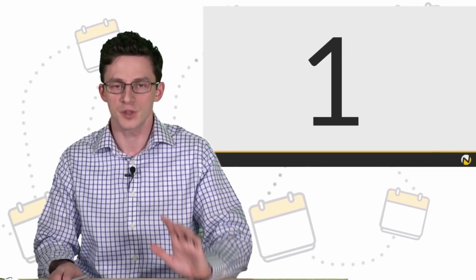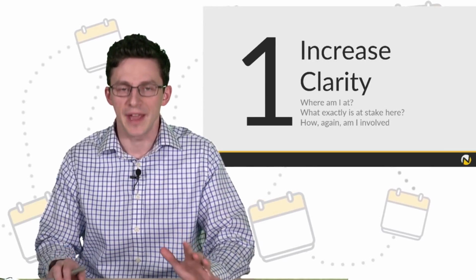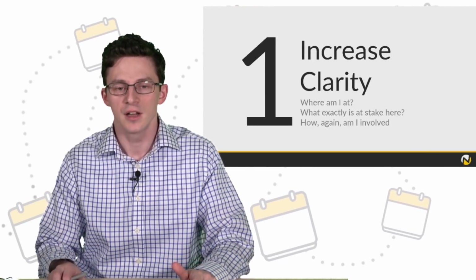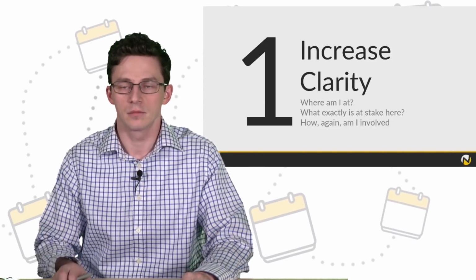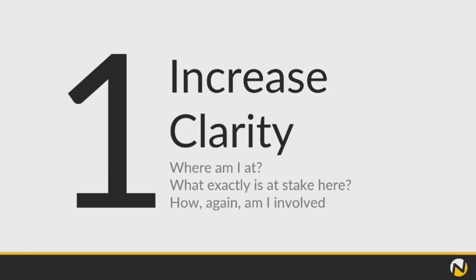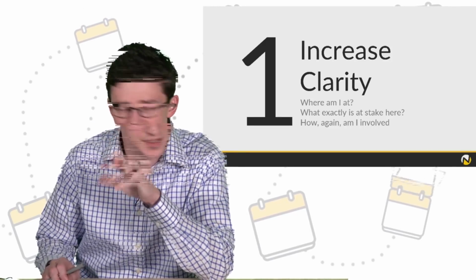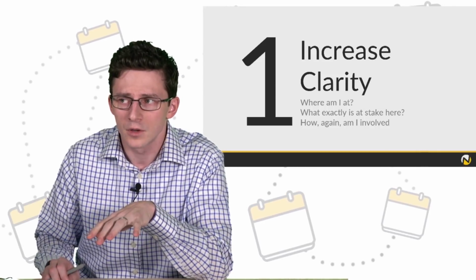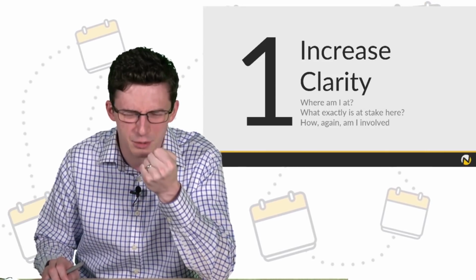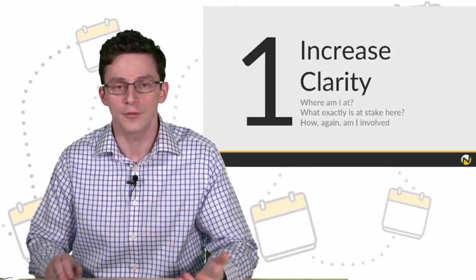The first one is this: you need to increase clarity. And when I say clarity, I mean, where am I at? What exactly is at stake here? How am I involved? These people have questions, right? And the funny thing is that you answered some of these questions initially in the email or the direct mail piece, but they get to the page and want to make sure: is this still on the same subject? Because remember, they were pulled in by something specific. Is it still the same thing?